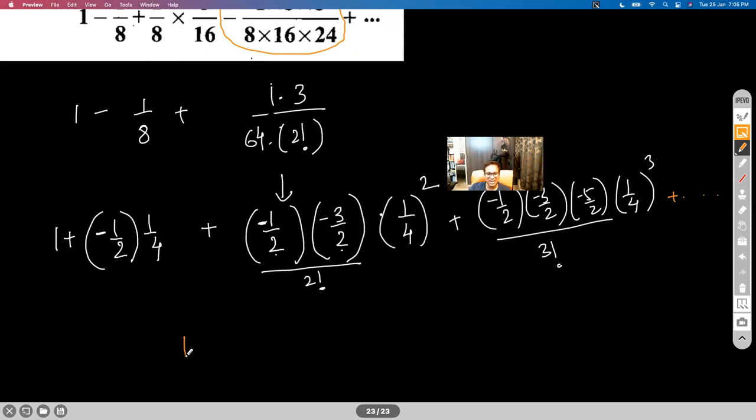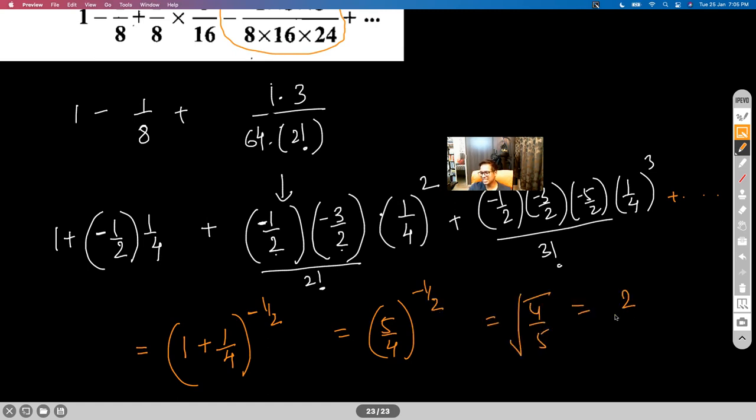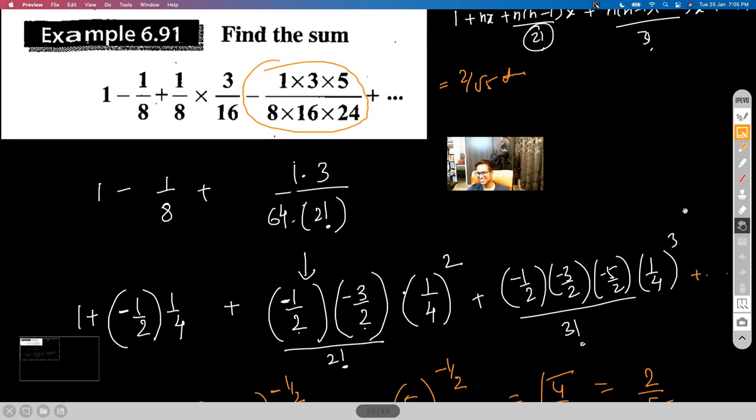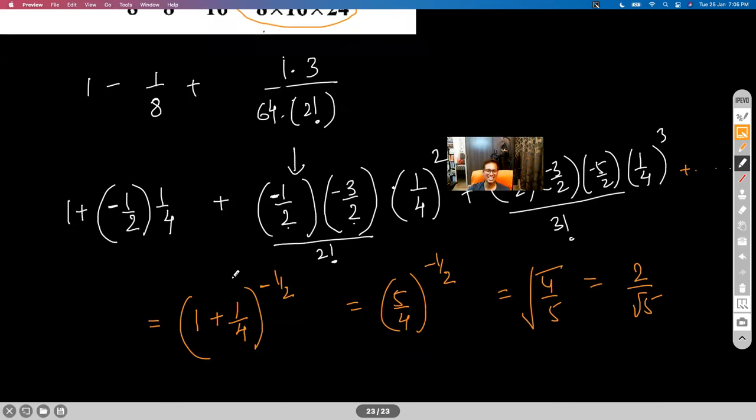This is actually the expansion of 1 plus 1/4 to the power of minus half. That means this entire series comes out to be 4/5 under root, which is nothing but 2/√5. So the answer to this question is that this series is going to give you 2/√5. Plain and simple. Over. Question solved. But easier said than done. Finding this entire expression is not that simple a task. Many people falter there. Is it fine? Any questions, any concerns?